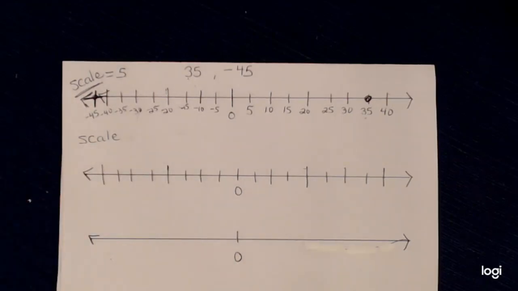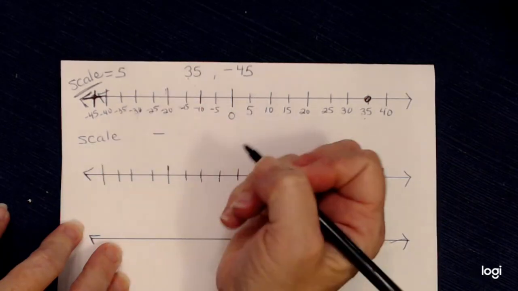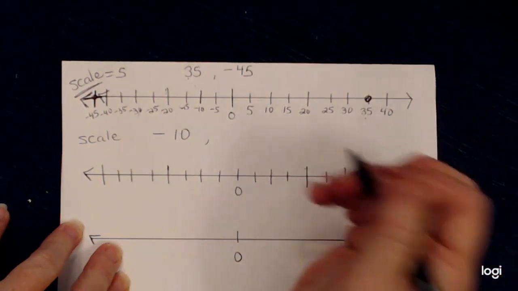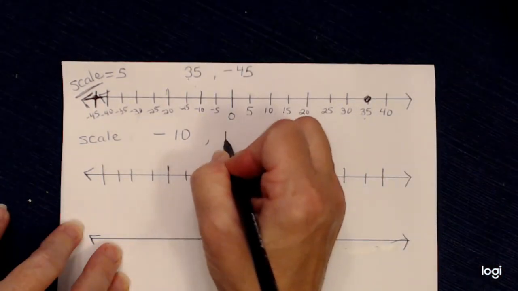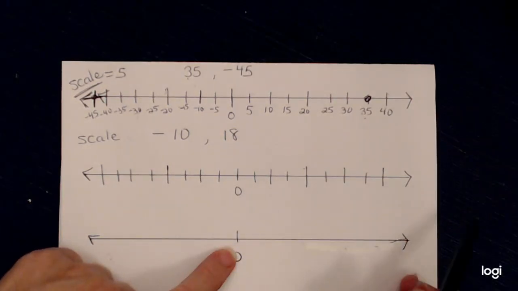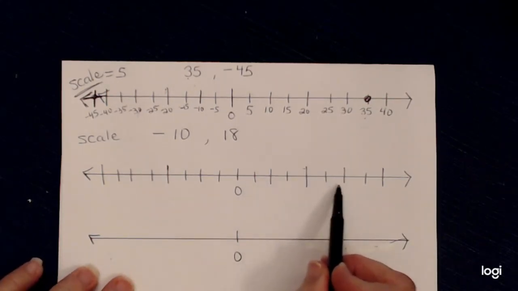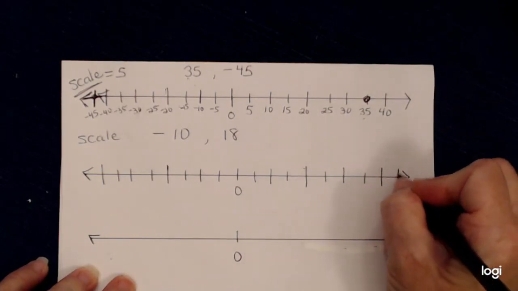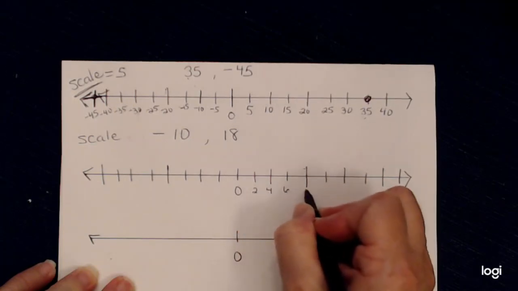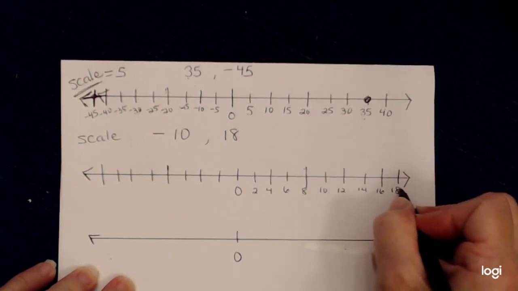What should we count by if I would give you the numbers, let's say negative 10 and positive, how about 18? Let's see. 1, 2, 3. Oh, I don't really want to count by ones. The next thing I could try is twos. 2, 4, 6, 8, 10, 12, 14, 16. Let's go ahead and add another mark here. We could do 18. I could count by twos. 2, 4, 6, 8, 10, 12, 14, 16, 18.